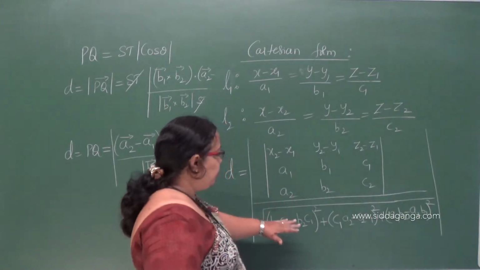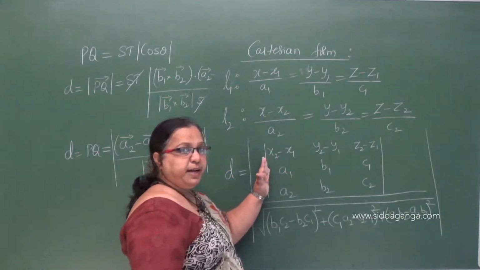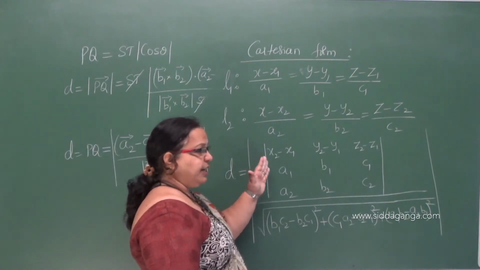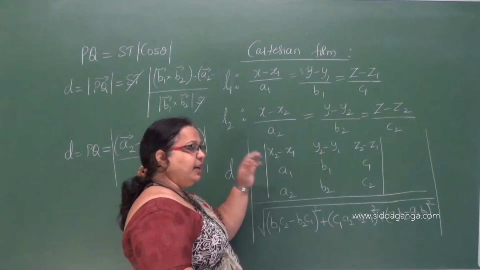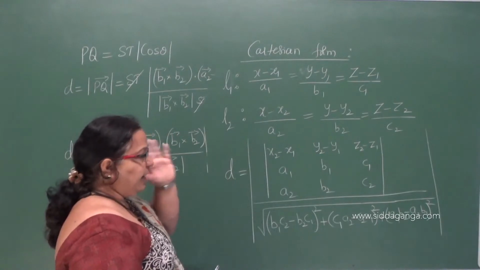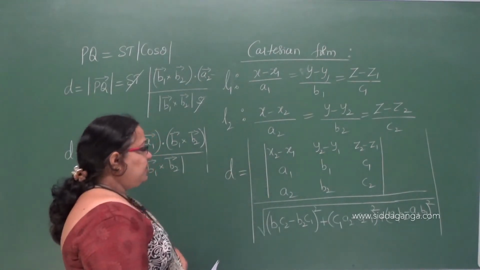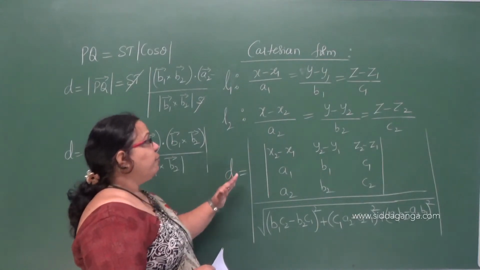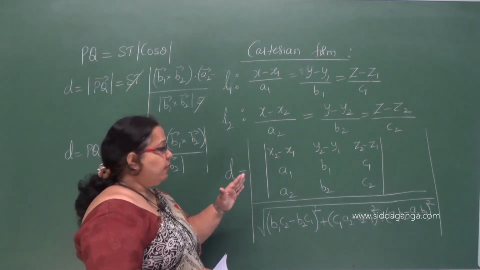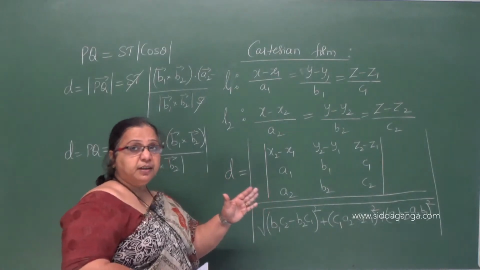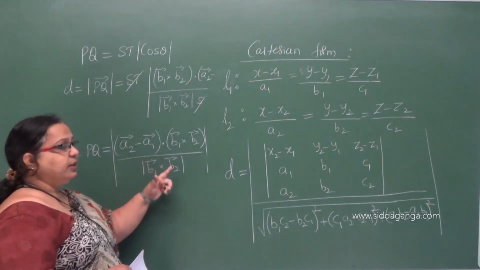ಯಾಕೆಂದ್ರೆ ಇದೇನೋ ಪಾಸಿಟಿವ್ ವ್ಯಾಲ್ಯೂ ಬರುತ್ತೆ. The expansion of the 3 cross 3 determinant is a real number. We may get even negative also. You take the modulus. So this is the Cartesian form to find the distance between the two skew lines.